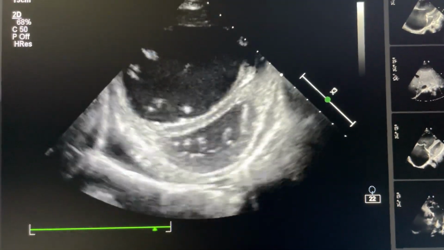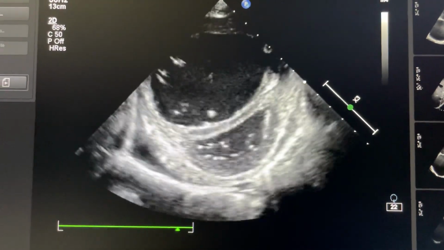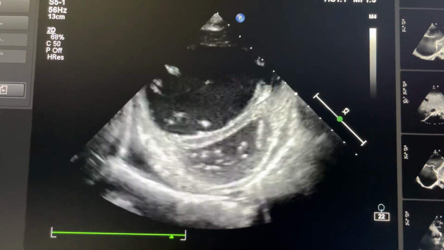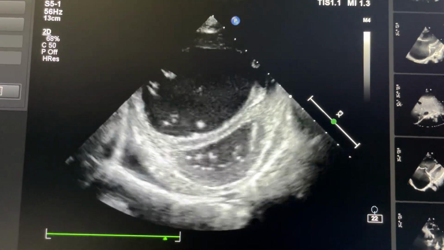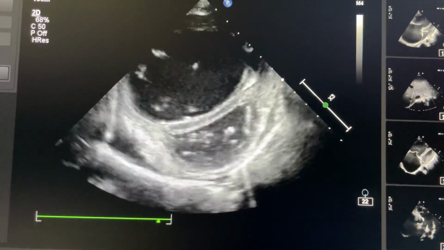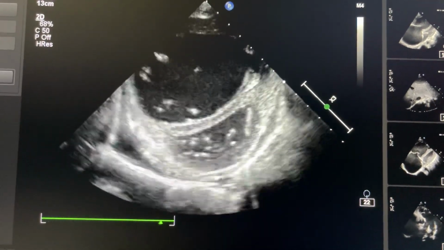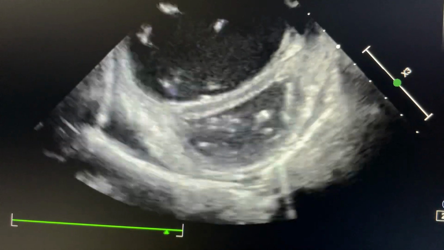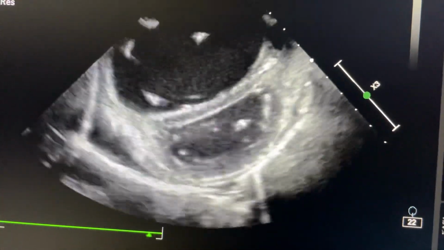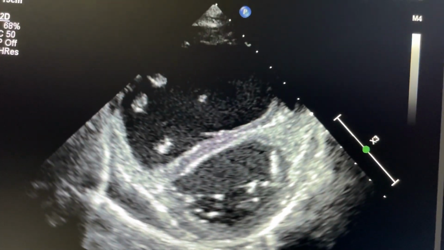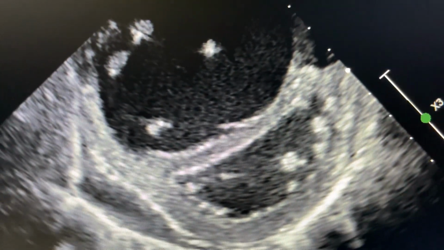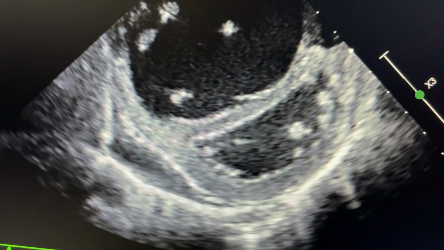You see the D-shaped left ventricle, and the D-shape is almost maintained throughout the cardiac cycle, that is both during systole and diastole. That means pressure overload of the right ventricle. You can clearly see the D-shaped left ventricle. This left ventricle is D-shaped. Just imagine this is a D-shape. LV has got a D-shape.